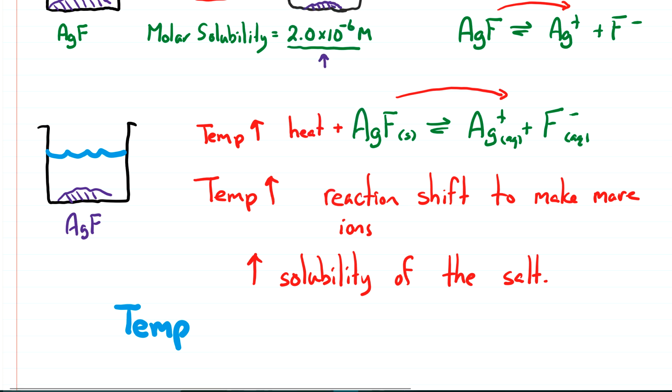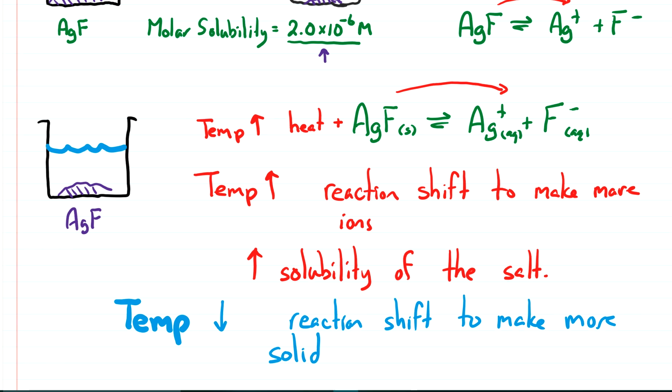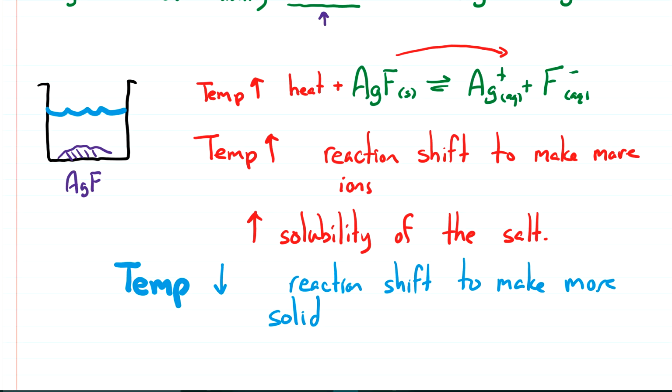So if we take the temperature and let's say we lower the temperature, then the reaction would shift to make more solid. And that would actually cause less of the salt to be dissociated or dissolved in the water. So this would cause a decrease in the solubility of the salt.